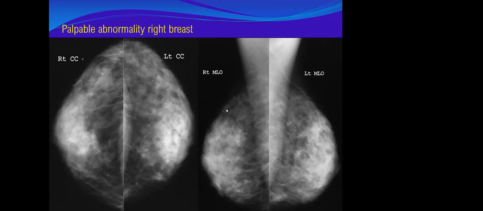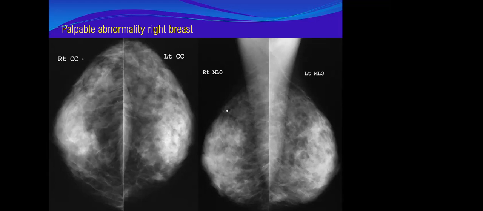Sorry, there is an area of asymmetry. You did not read the history. It is important to read the history. Palpable abnormality, right breast. So where is the palpable abnormality? In the right breast, in the central area, I can see it in the CC. Where is the palpable abnormality? In the right breast. Right breast where?